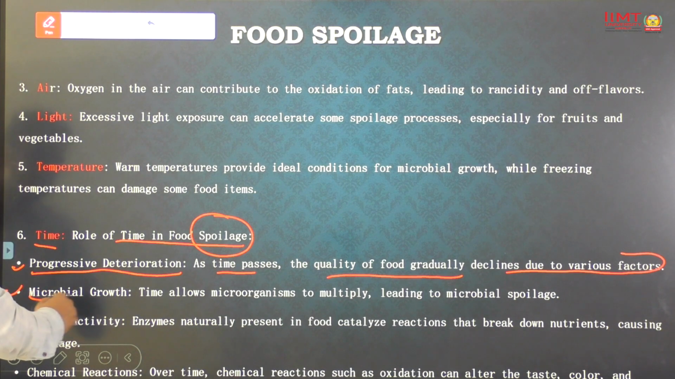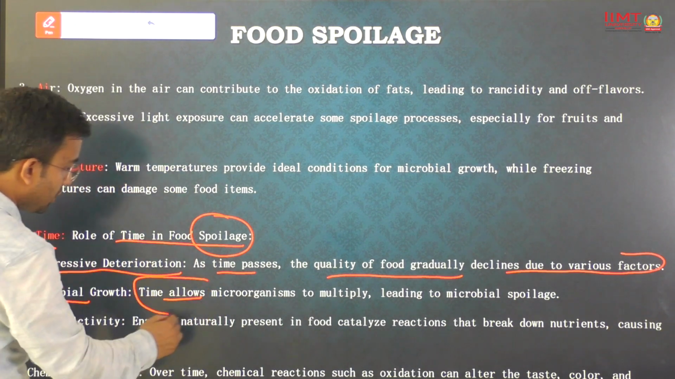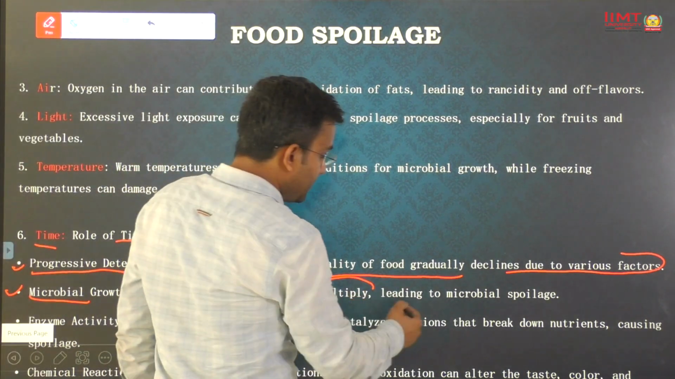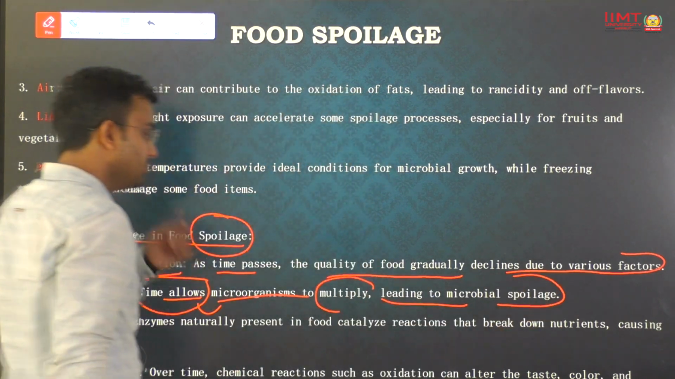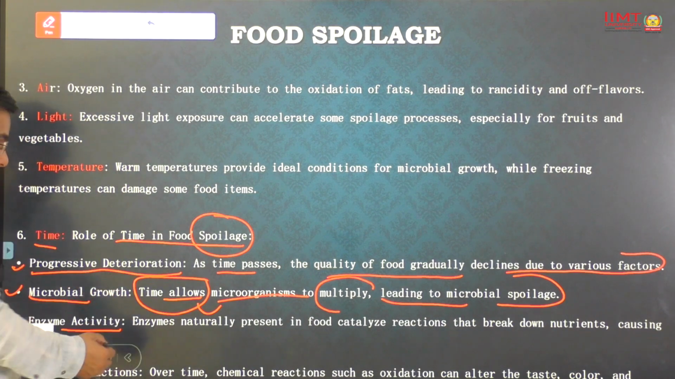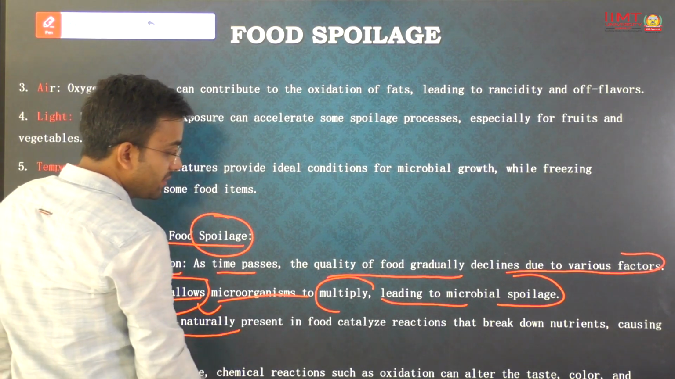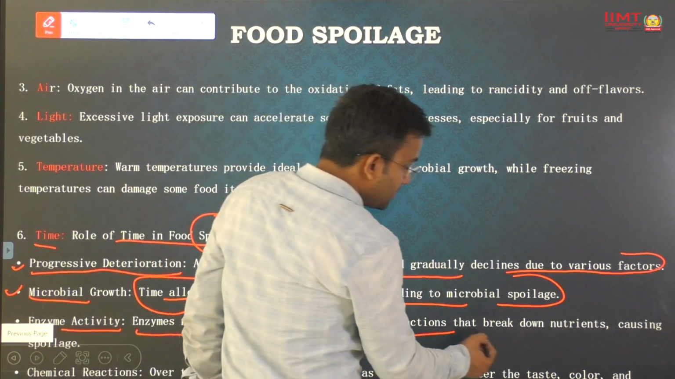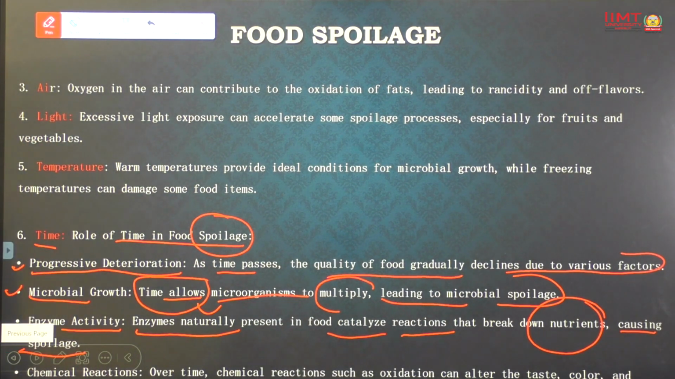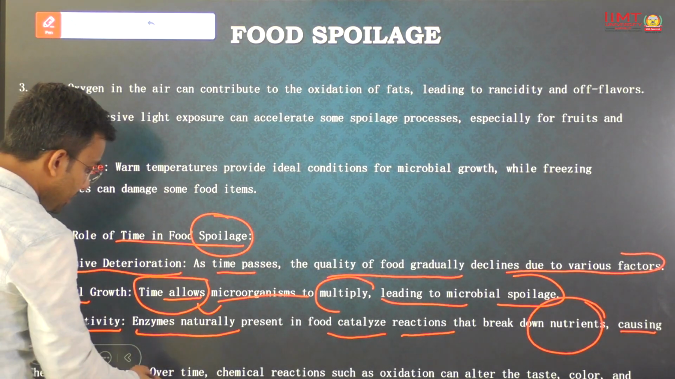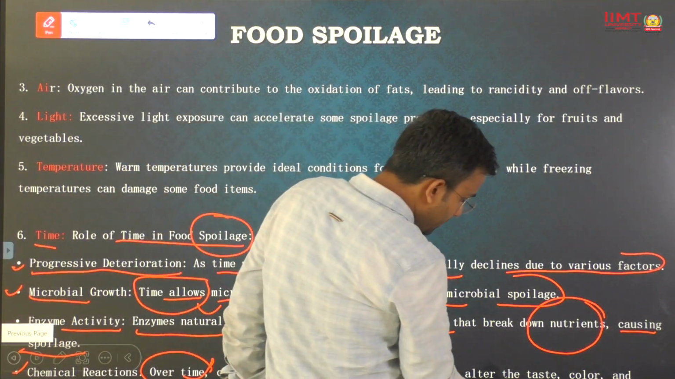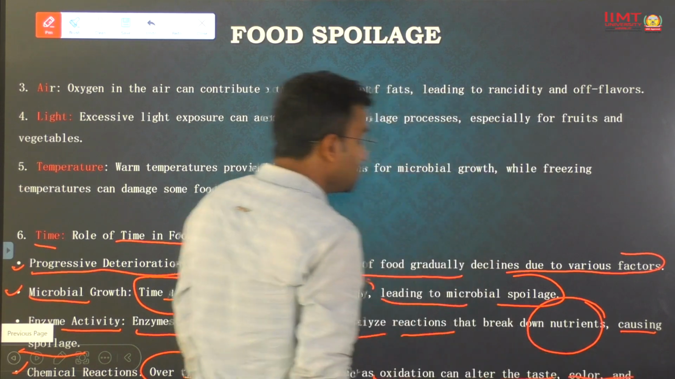Next is microbial growth. Time allows microorganisms to multiply, leading to microbial spoilage. After that, enzyme activity: as we already know, enzymes are naturally present in fruits and vegetables and catalyze reactions in food that can break down nutrients, causing spoilage. Over time, chemical reactions such as oxidation can alter the taste, color and texture.